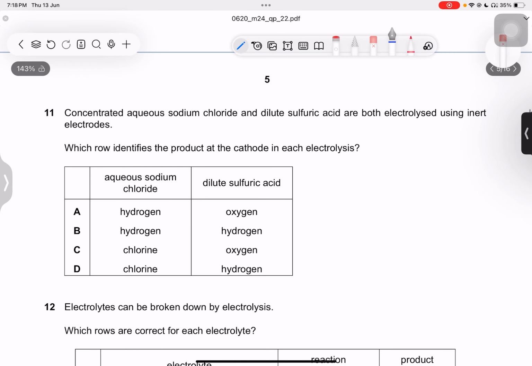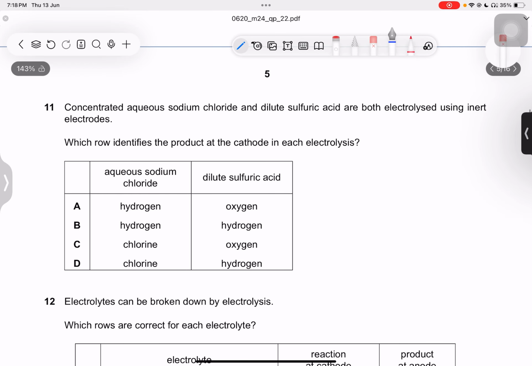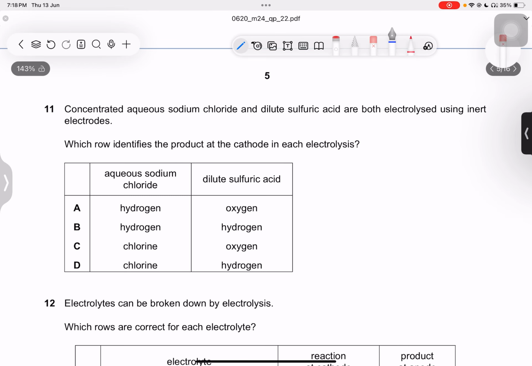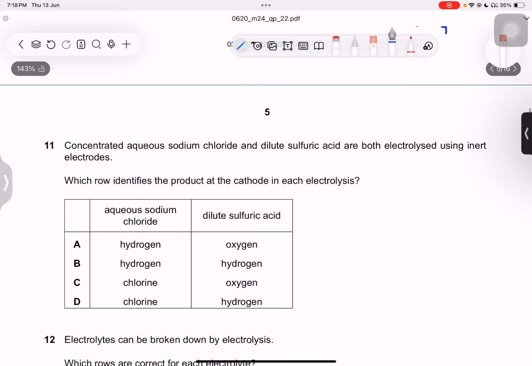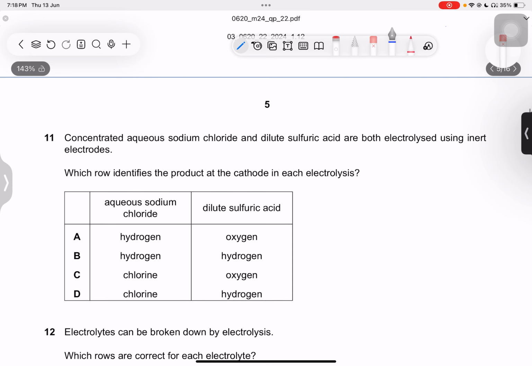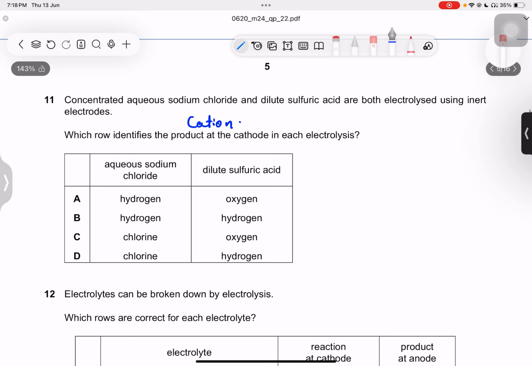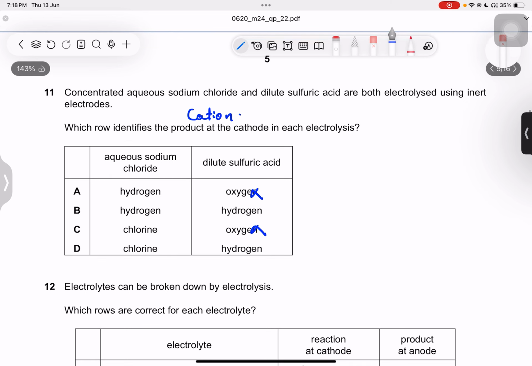Next, concentrated aqueous sodium chloride and dilute sulfuric acid are both electrolyzed using inert electrodes. Which row identifies the product at the cathode in each electrolysis? So it should be the cation. At the cathode, we always have the cation. So no oxygen should be produced and no chlorine should be produced. So only option B is correct. Simple.